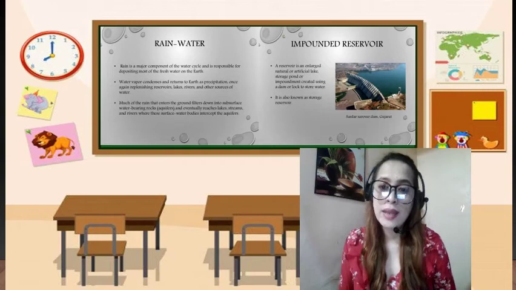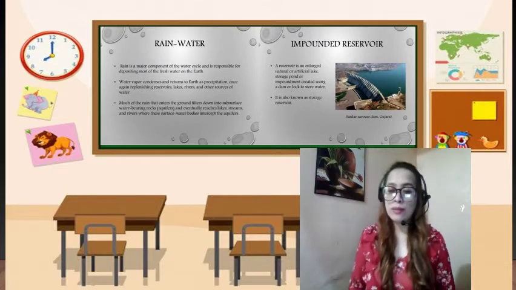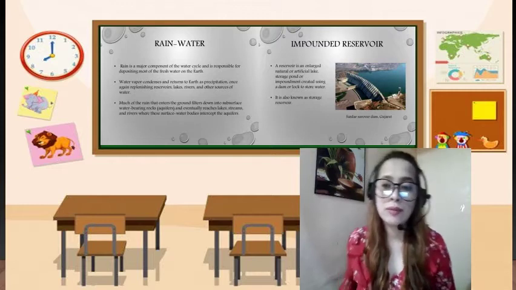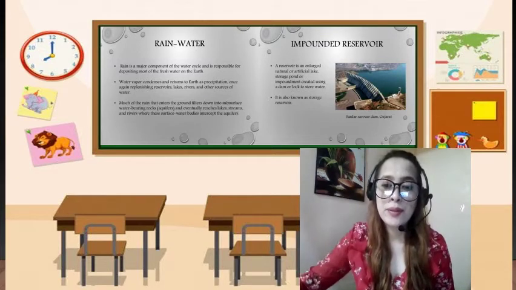And the other one is the impounded reservoir. This reservoir that we make is an enlarged natural, or could also be artificial, lake storage, which we can use during times when there is scarcity of water supply. So it's also known as the storage reservoir.